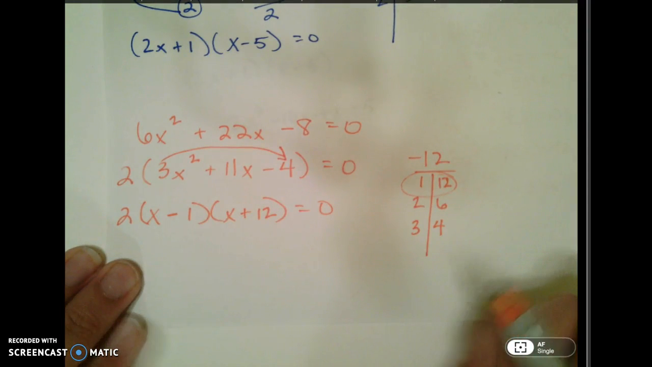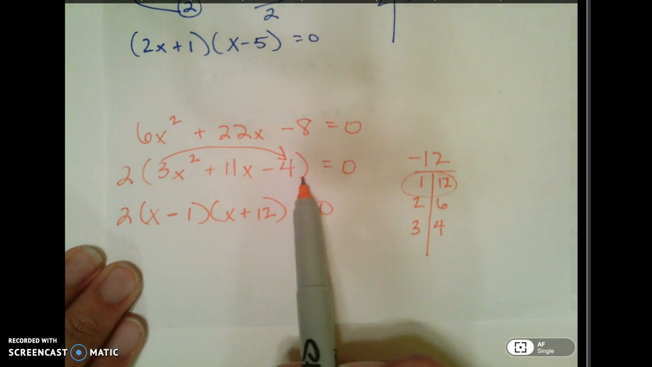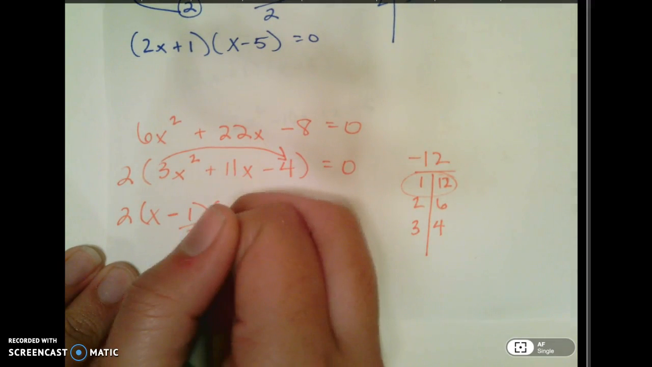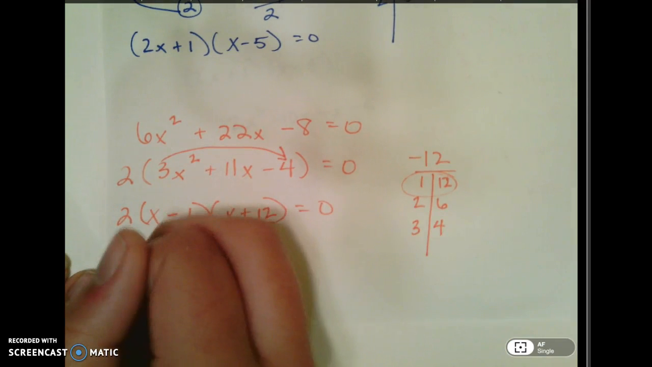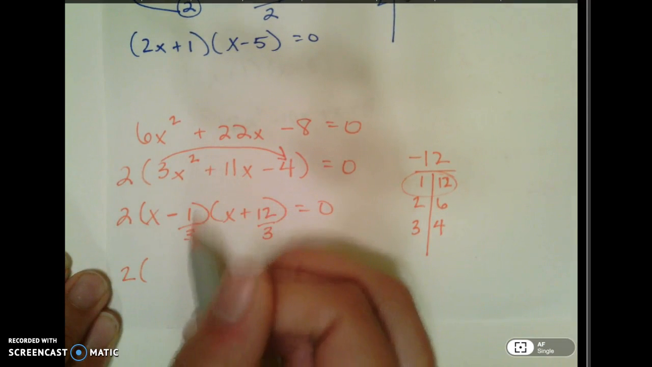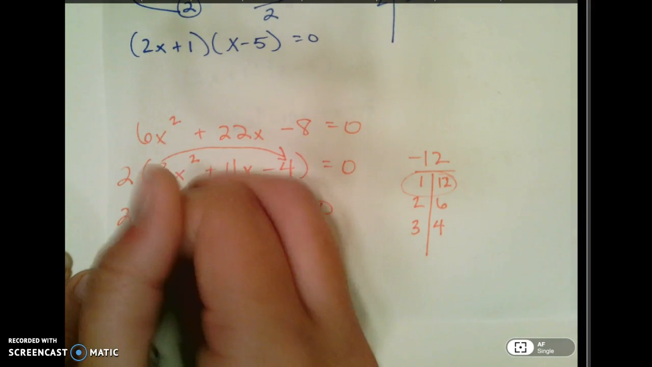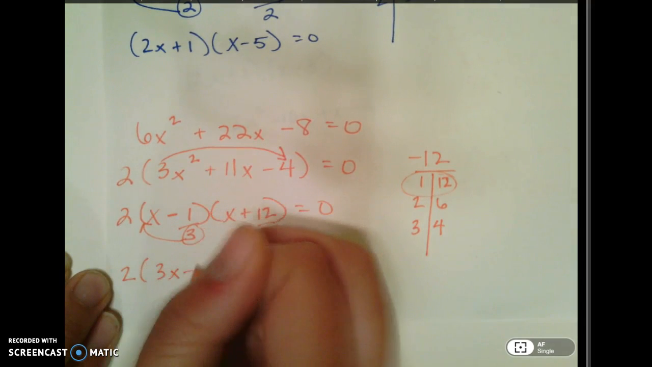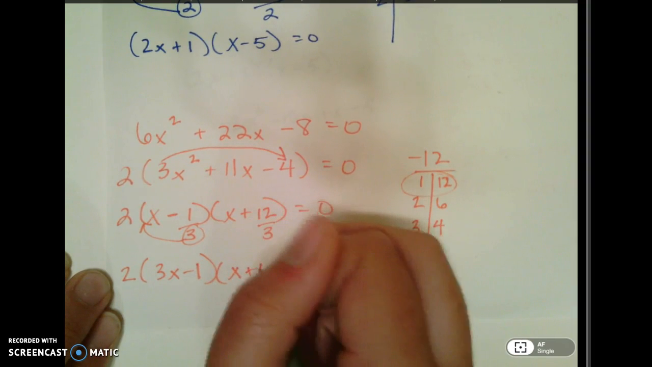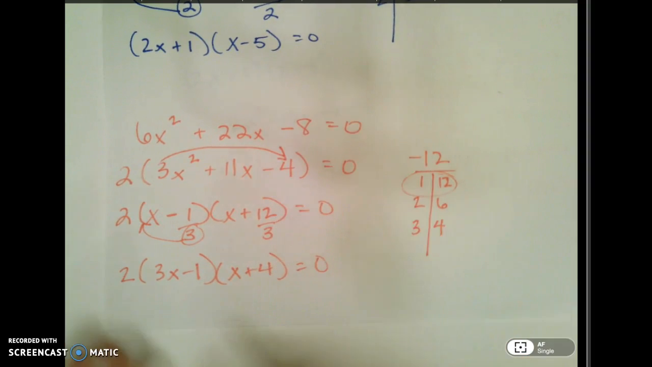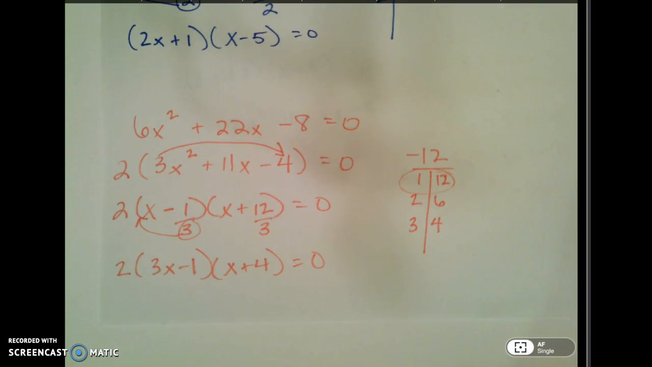I can't leave it like this. Remember, I multiplied by that 3, so in order to even things back out, I have to divide by 3. So I'm going to divide by 3 here and divide by 3 here. Don't forget about your 2. This does not divide nicely, so I'm going to bring this 3 up. I get 3x minus 1. This does divide nicely, and I get x plus 4. So these are your factors, 3x minus 1 and x plus 4 of your original quadratic.